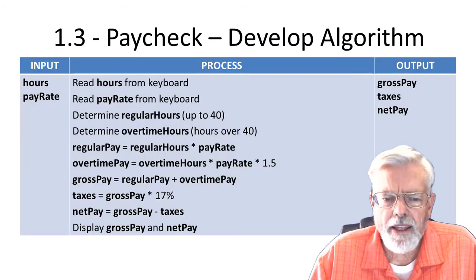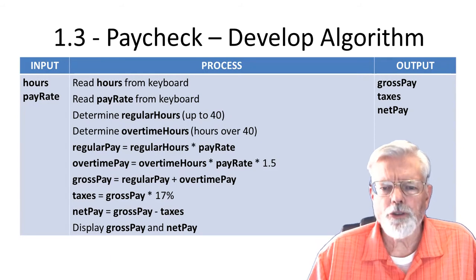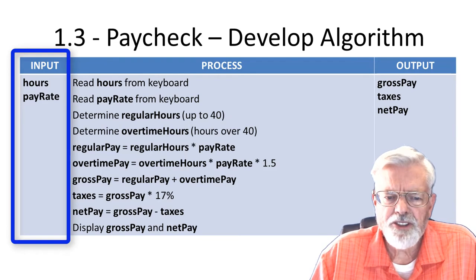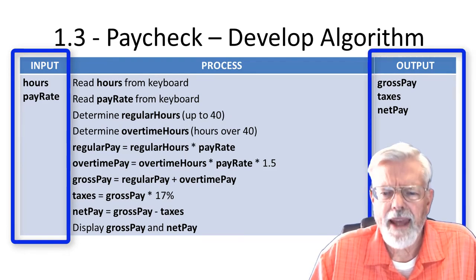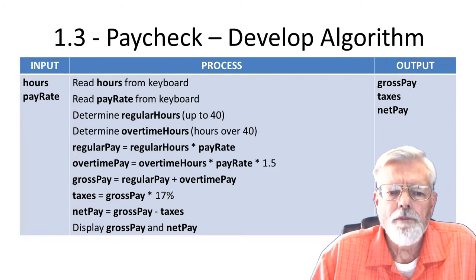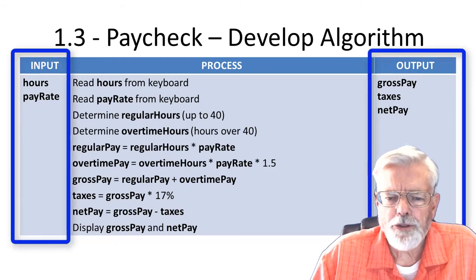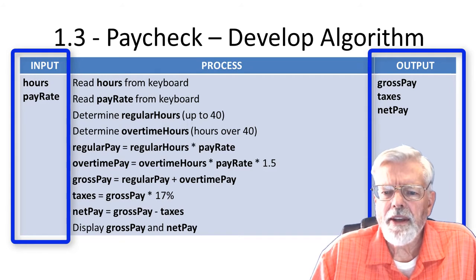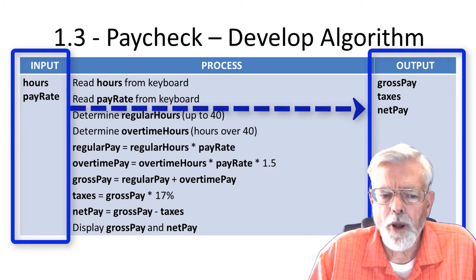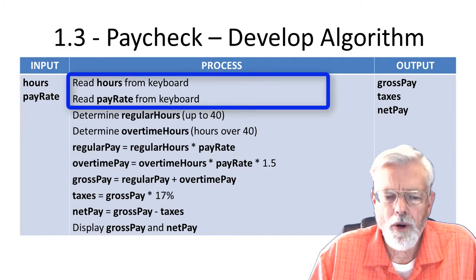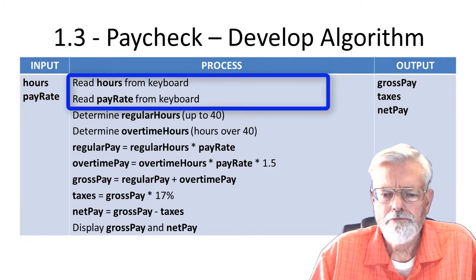In this hierarchy input process output chart, also called a HIPO chart, we want to define the inputs. In this case, it's the hours and pay rate, and the outputs, gross pay, taxes, and net pay. First, identify the inputs and outputs. Once we know these, we then need to decide how to get from the input all the way to the output.